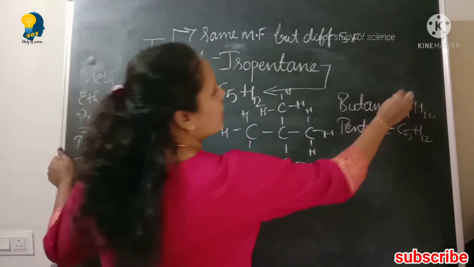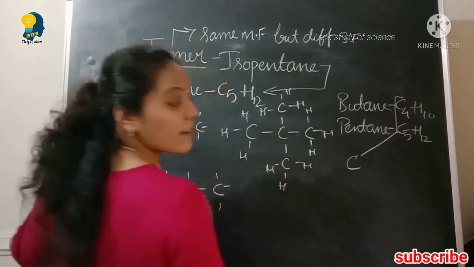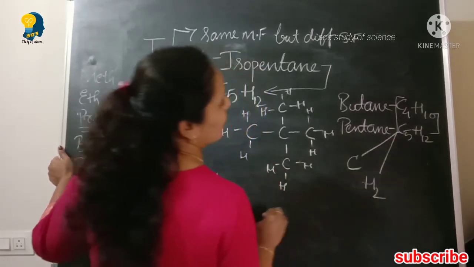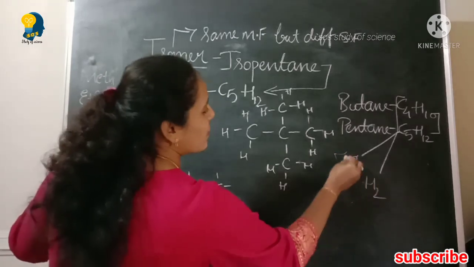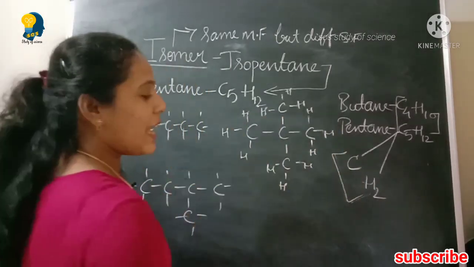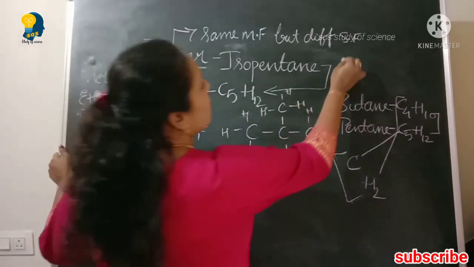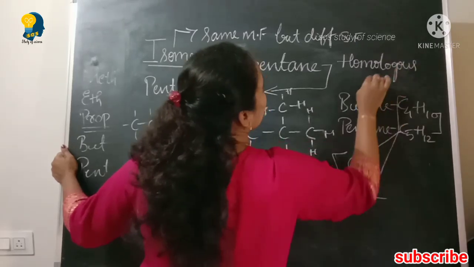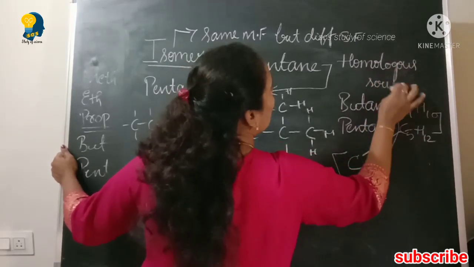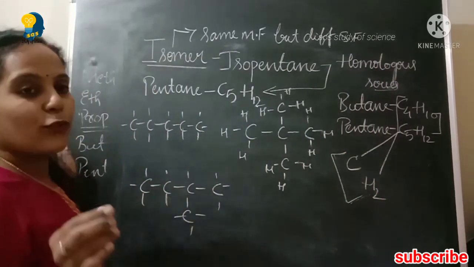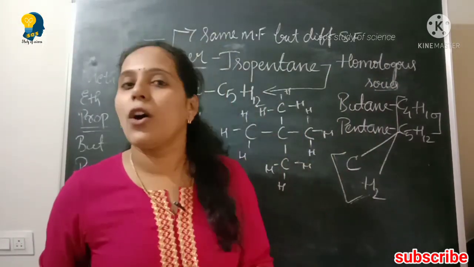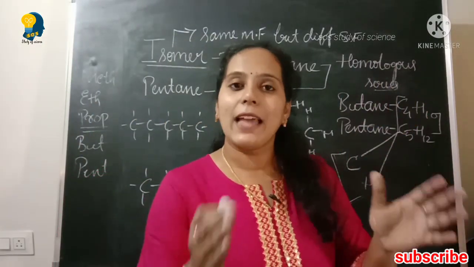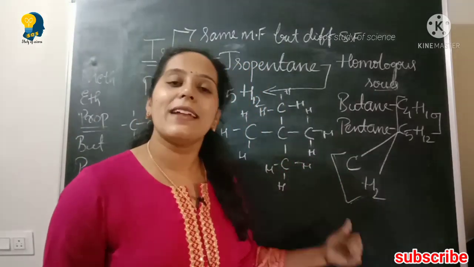Observe here, C4 to C5, there is a difference of 1 carbon. H10 to H12, there is a difference of 2 hydrogens. So if compounds differ by a CH2 group, such compounds are called a homologous series. How to identify homologous series I will teach you in the exam oriented class. For now understand the concept: it is a group of compounds with similar chemical properties, but they differ by a CH2 group.